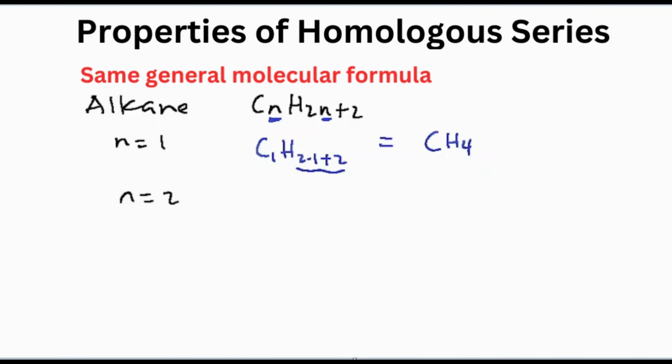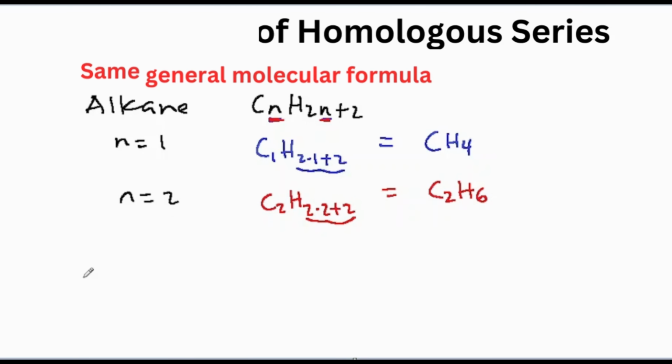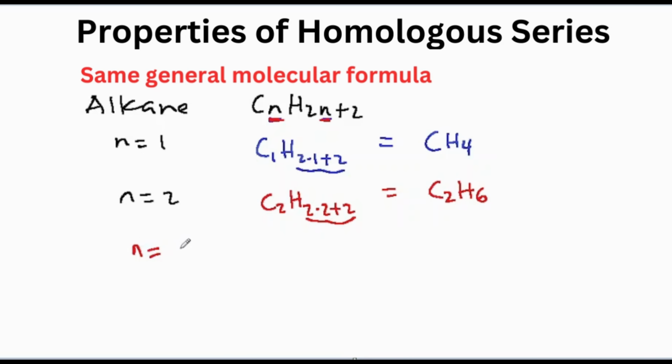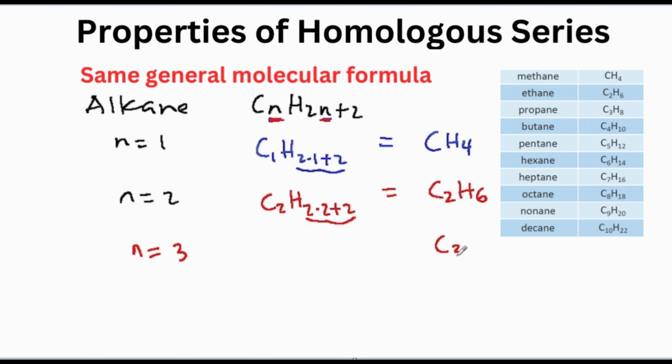So what about when n is 2? When n is 2, we are going to have C2, H, 2 times 2 plus 2. So 2 times 2 is 4, 4 plus 2 is 6. That gives us C2H6. You can pause the video and try when n is equal to 3. When n is equal to 3, you are going to have C3H8.